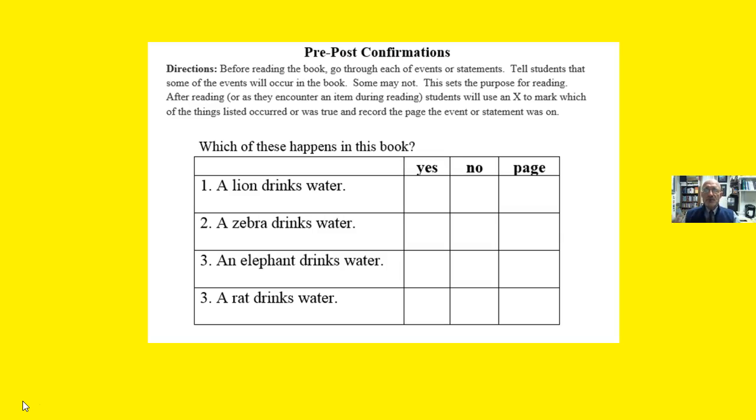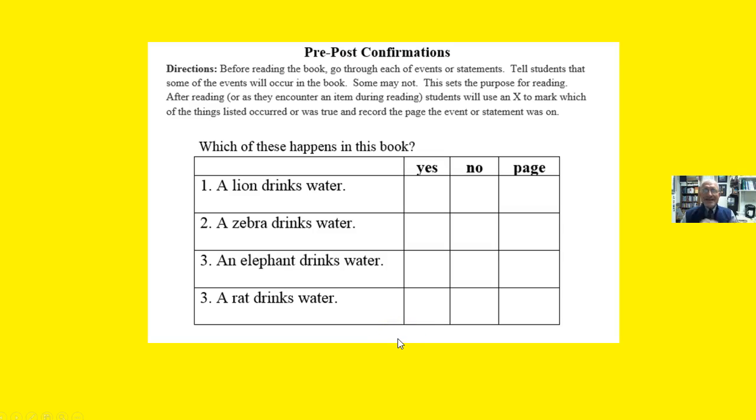The first one is the pre-post confirmation. You read through each of these and tell students that some of these will happen, some may not. This sets the purpose for reading. So as they are reading, they know what to look for. As you encounter these, yes or no, did it happen or is it true? And put the page number.